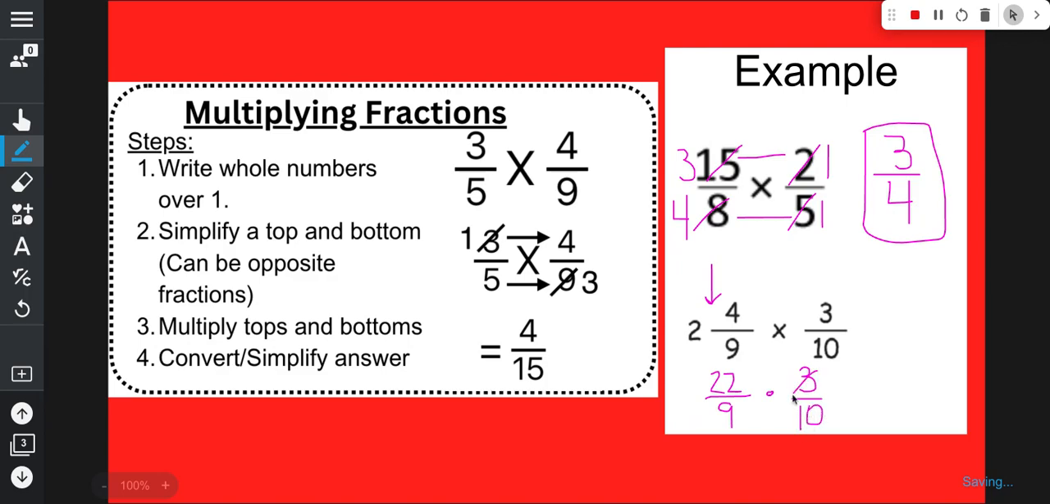We simplify tops and bottoms. In this case, my 3 and my 9, they can both be divided by 3. And my 22 and my 10 can both be divided by 2. So now I have 11 times 1 on the top, which is 11. And I have 3 times 5 on the bottom, which is 15. And that would be my answer, 11/15.